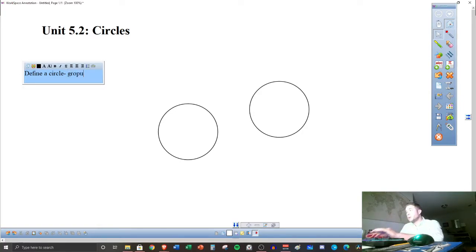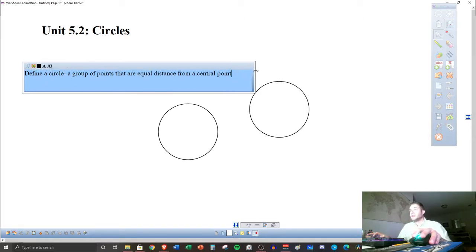It is a group of points that are equal distance from a central point. This is all we need.